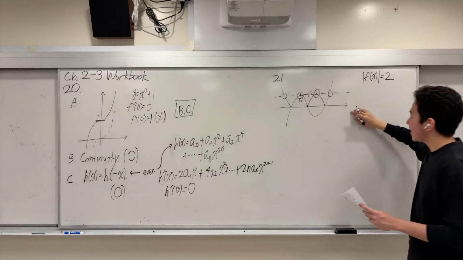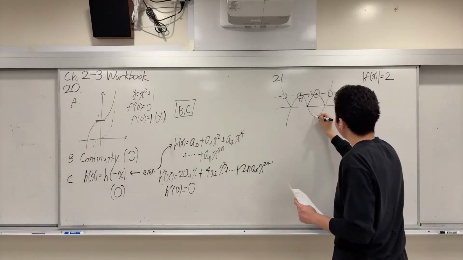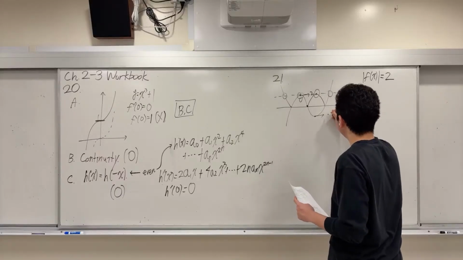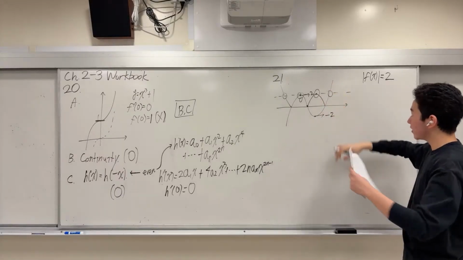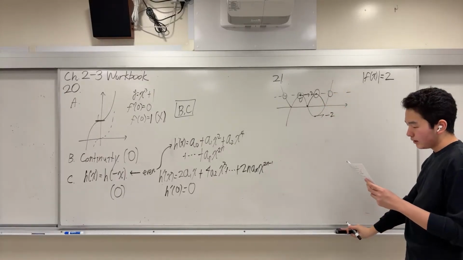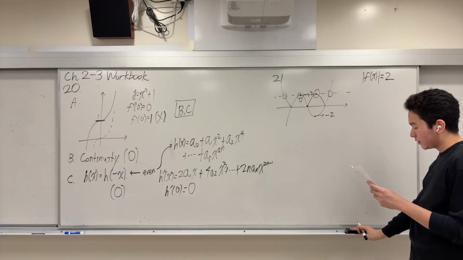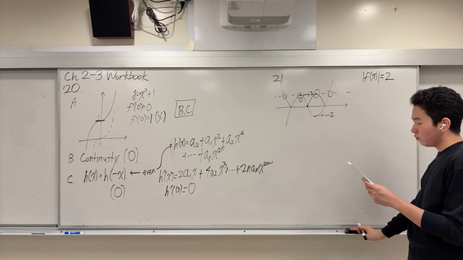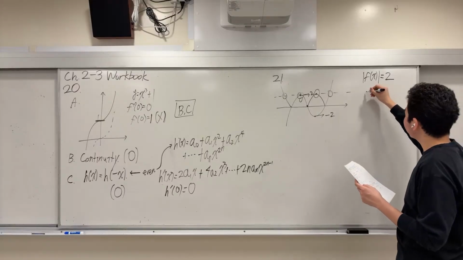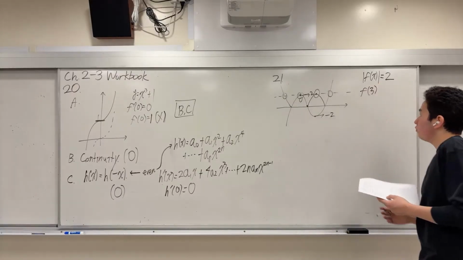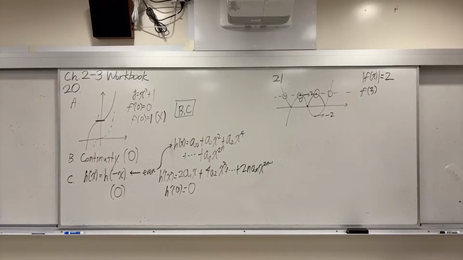Okay, so this is our x-axis and this is our point of inflection. So this y-coordinate must be -2 since it's symmetric. Do we have anything else? Okay, so what we need to do is find f of 3. So we need to figure out this function's equation.